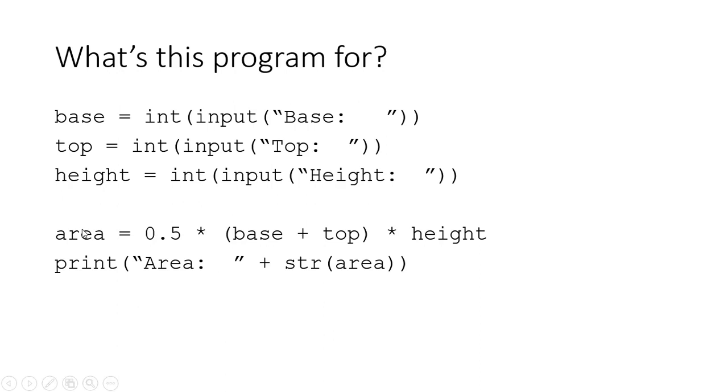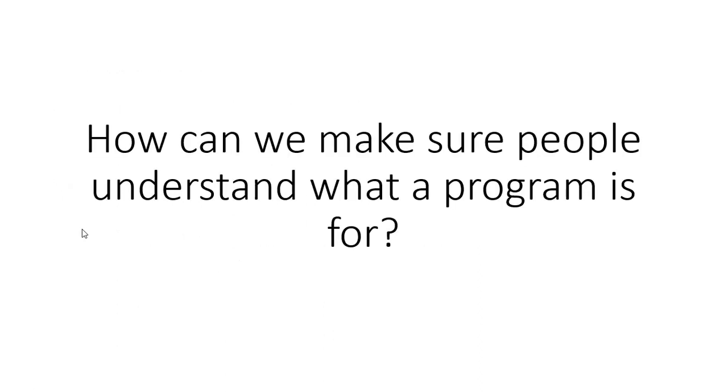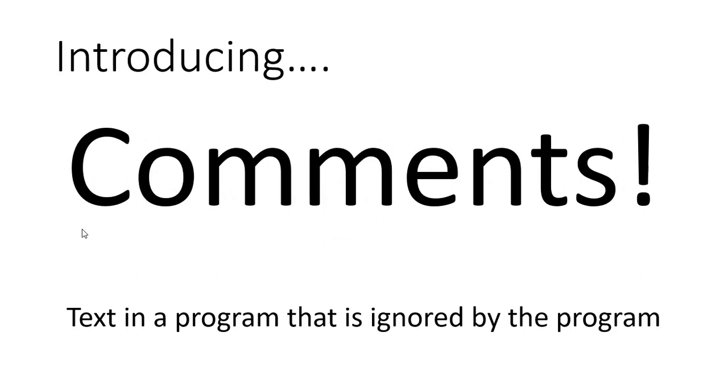So the question is, how can we make sure people understand what a program is for, so that when they look at the code, they don't have to actually read the code? They can read information about what the program is. Well, this is introducing comments. Comments are text in a program that is ignored by the program. You don't have to worry about the program reading the comments. The comments are for the humans.